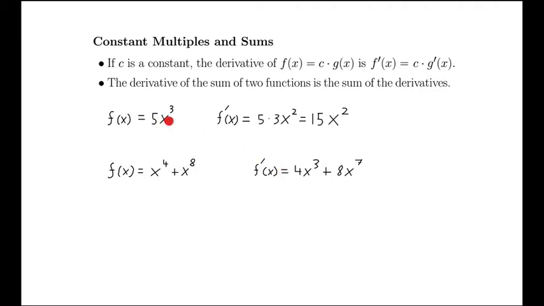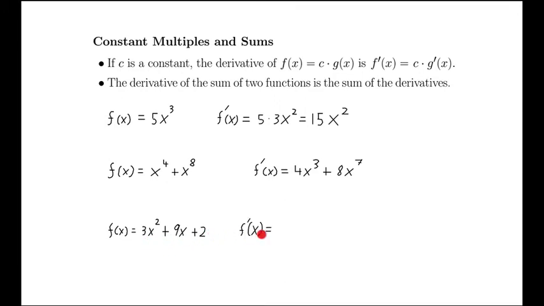So by combining these two rules, we can take the derivatives of lots of functions. For example, we could take the derivative of 3x squared plus 9x plus 2. This is the sum of three functions. Since the derivative of the sum of two functions is the sum of the derivatives, we can apply that repeatedly to apply to the sum of three functions. So we can take the derivative of each function separately.